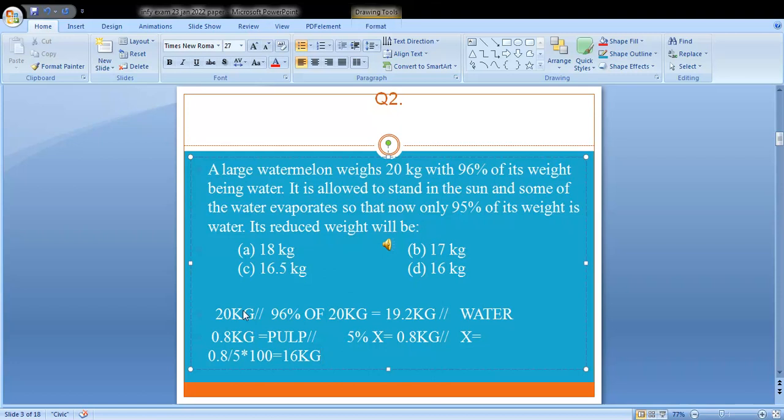Hope it is clear. Previously the watermelon was 20 kgs. Now it became 16 kgs because the water content reduced from 96% to 95%.